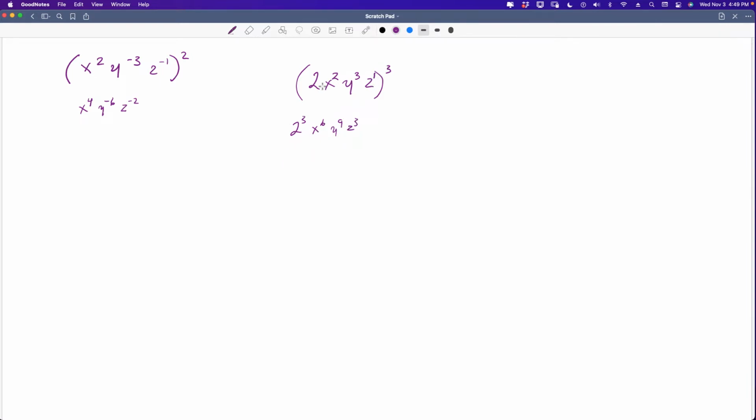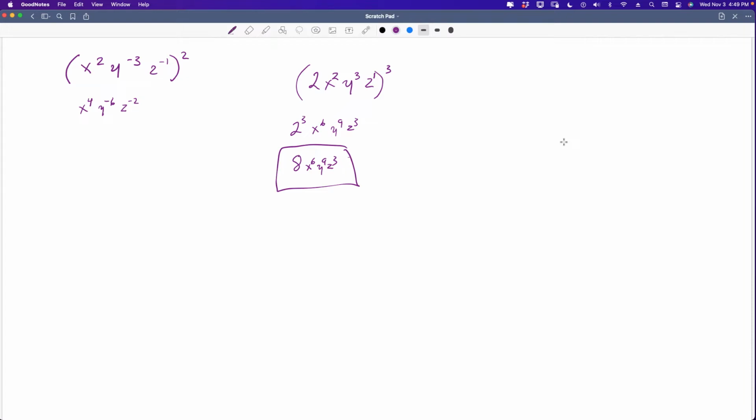Now when we have a whole number in here, and we've applied our exponent to it, we have to go ahead and solve that. So 2 times 2 times 2 is 8. So the final answer is 8x to the 6, y to the 9, z to the 3. If you leave it like this, it is not correct. You're only halfway there, all right? So that would be the right answer for something like that.